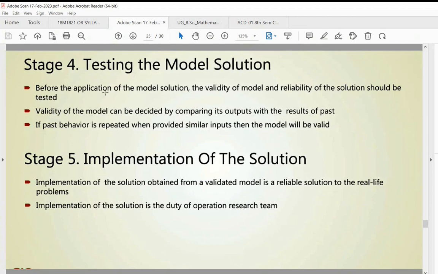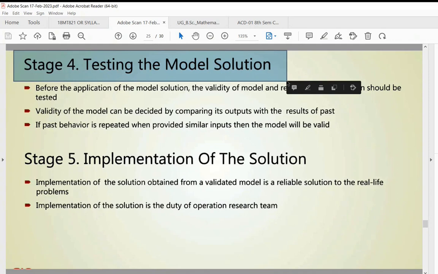The fourth stage is the testing of the model solution. Once you have designed a proper model, for that model I need to get the proper output, so I need to test it out. Whether the required outcome, what we defined and are expecting as the output, we are getting from the designed model or not, we need to make sure. Only then will that solution be used for implementation. So the testing of the model is also one of the components.